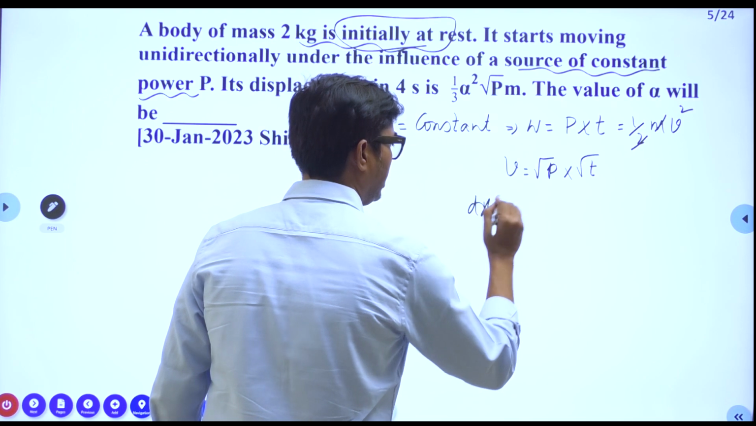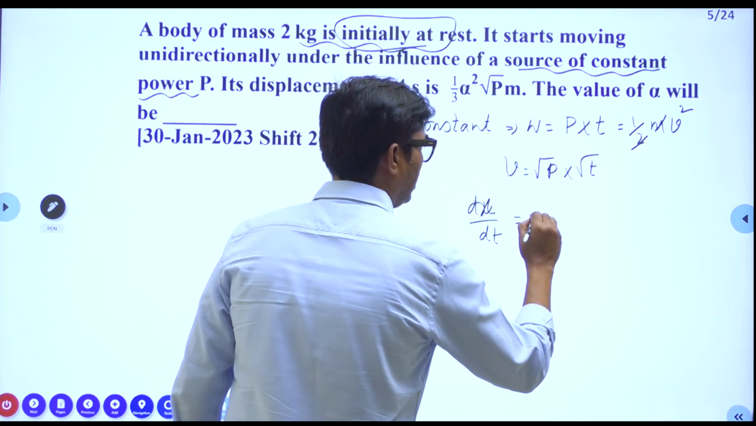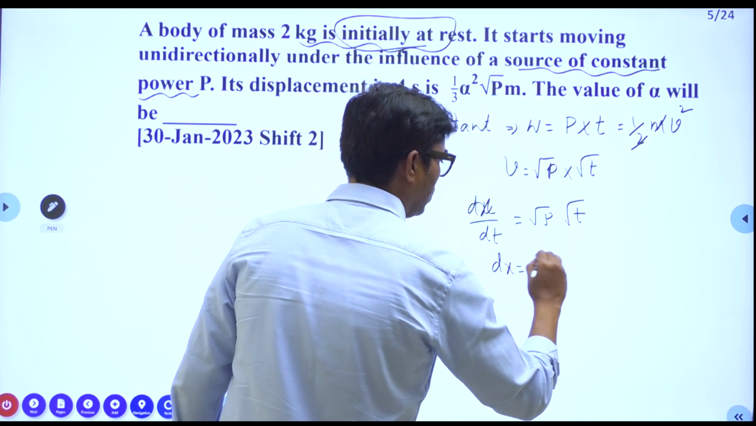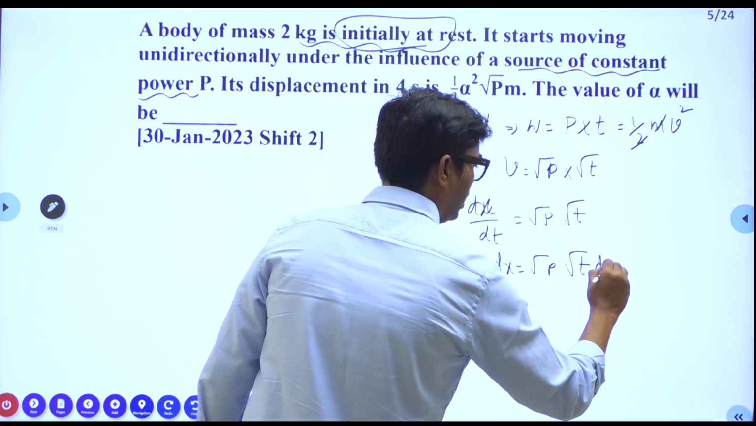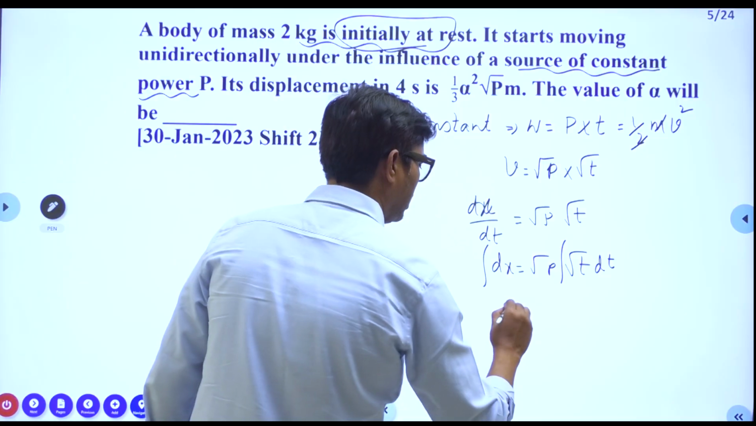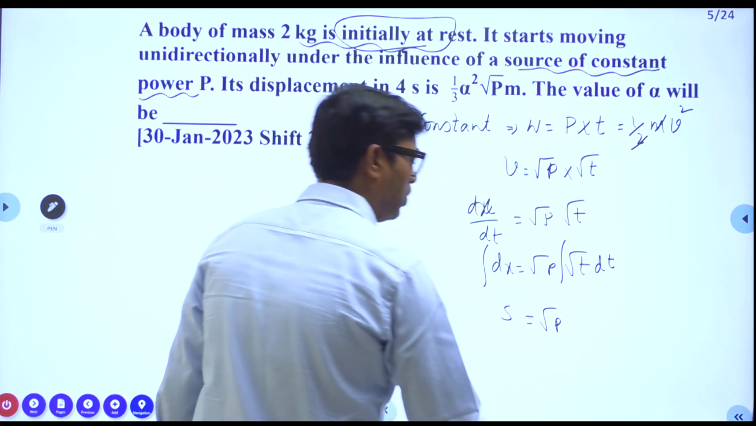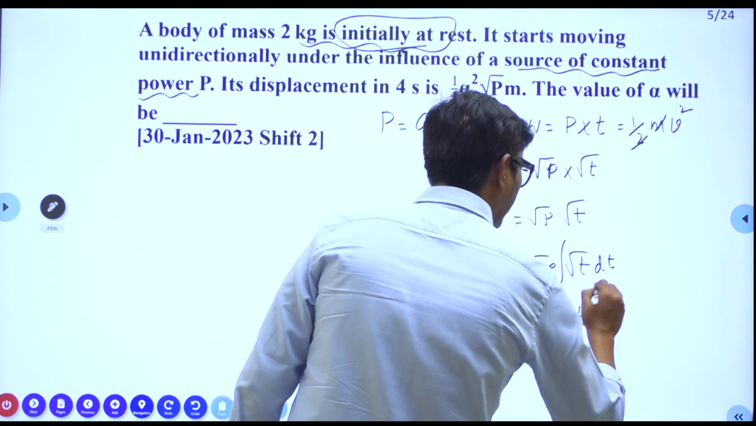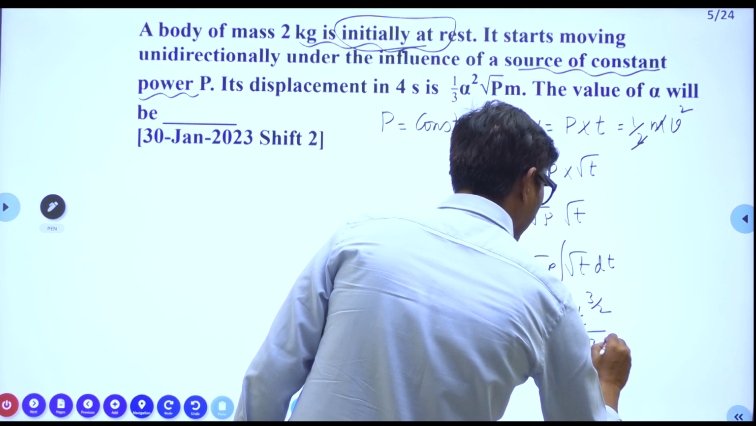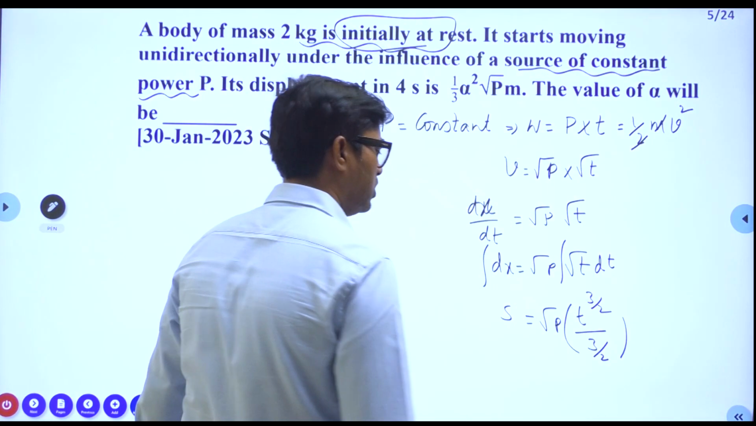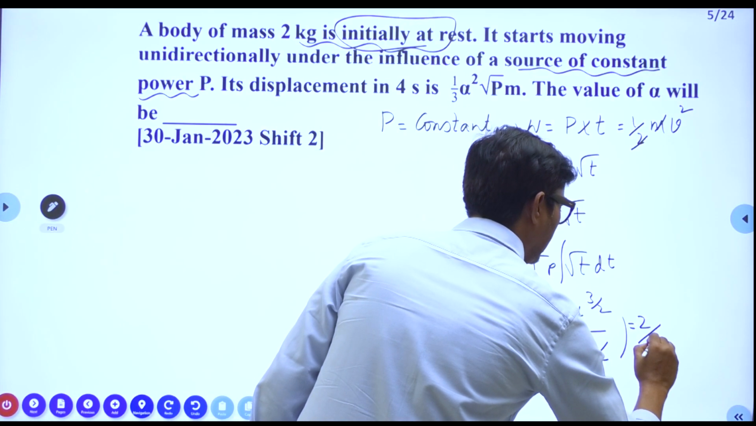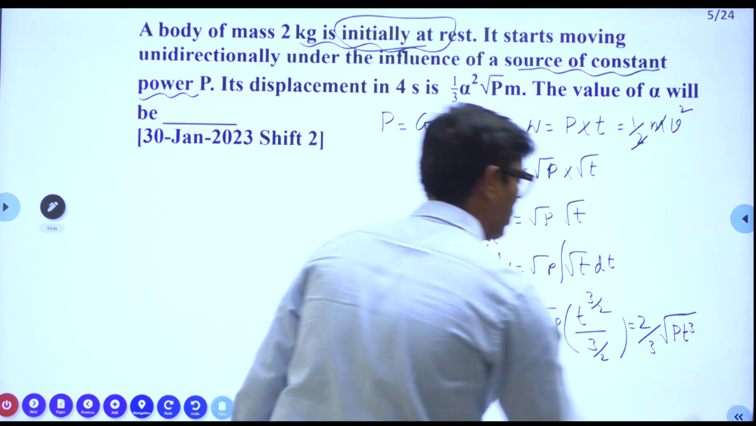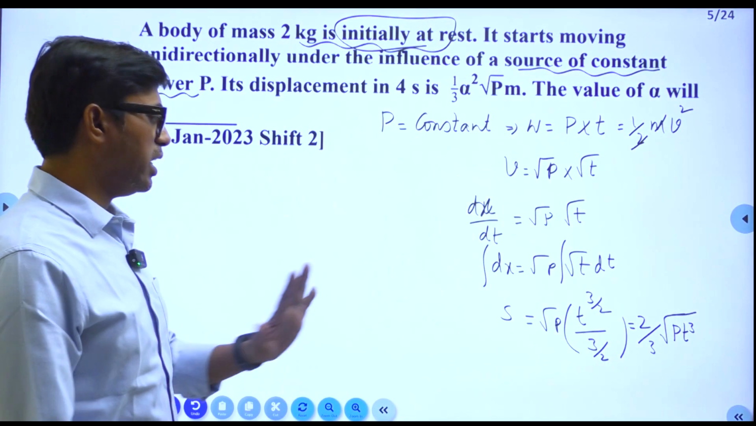Okay, dx by dt equal to root P times root t. Otherwise dx equal to root P into root t dt. So integrate, you will get the displacement here. Root P, t power 1 by 2, integration will be t power 1 by 2 plus 1, that is 3 by 2, divided by 3 by 2. That means it is going to be 2 by 3 into root P into root of t cube. If I take it inside there, that's what I have here.